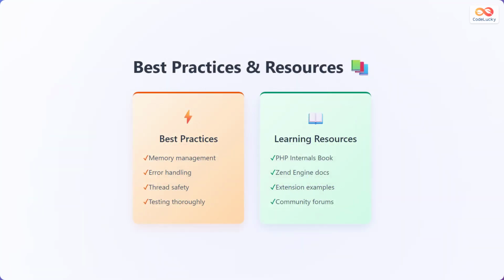Before we conclude, let's discuss some best practices and resources. Always remember to handle memory management carefully to avoid memory leaks. Implement robust error handling to gracefully handle unexpected situations. Ensure thread safety if your extension interacts with threads. Test your extension thoroughly to ensure stability and reliability. To deepen your knowledge, refer to the PHP internals book, Zend engine documentation, extension examples, and community forums.